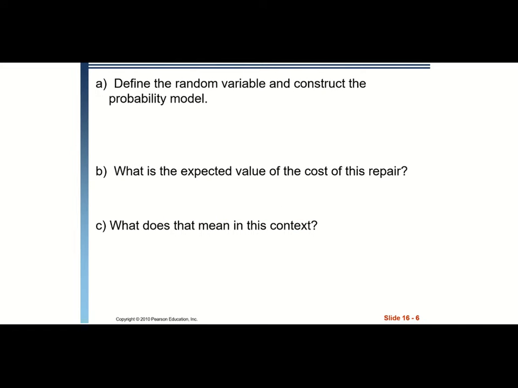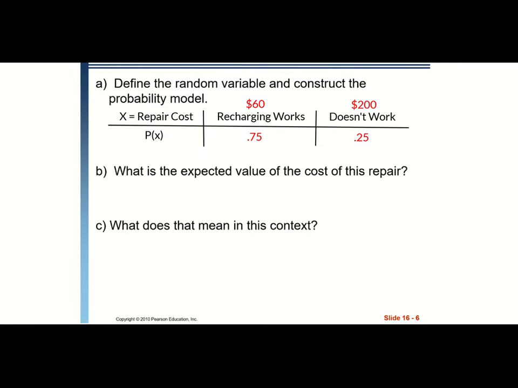So for defining the random variable, there's really two options we can go with. We can go with the probability of the repair occurring, or we could go with the cost of the repair. Now, considering they're asking for the expected cost of the repair, let's plan out that as the expected variable. So we can see this as the probability model for this situation.